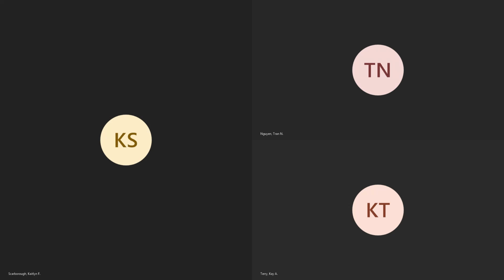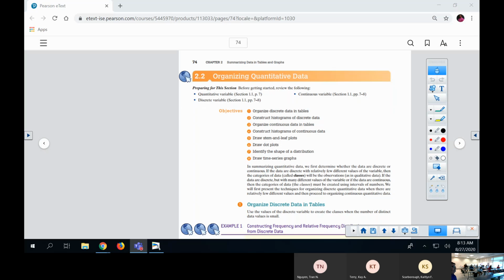And we are going to start talking about organizing quantitative data. Now, the way that you organize quantitative data is with what we call a frequency distribution. Now, a frequency distribution is a 25-cent word for a table.